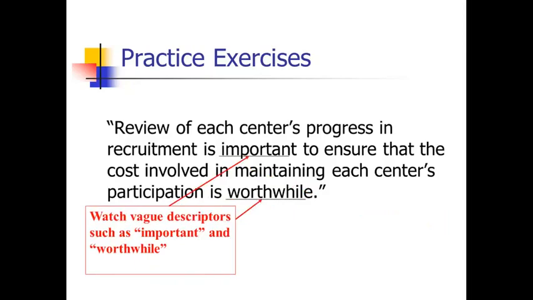Then we get a couple of other things I want to point out here. We get these kind of vague descriptors: important, worthwhile. These are vague words, and I'm going to show you a couple of examples today that have the word important in them and discourage you from using that in most cases. You'll notice each center's participation is worthwhile. Well, what do you mean by worthwhile? That's really, really vague, right? What specifically would make that participation worthwhile? So you can see that's kind of vague.